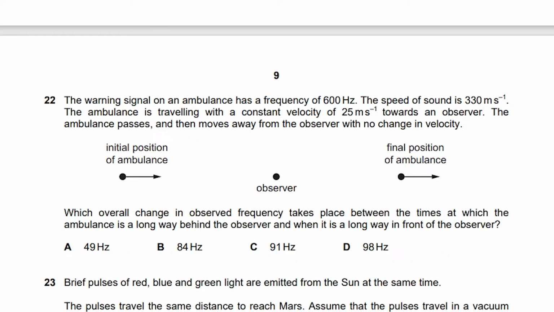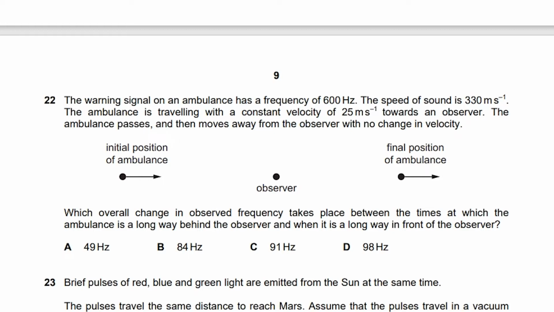In question number 22, the warning signal on an ambulance has a frequency of 600 Hz. The speed of sound is 330 meters per second. The ambulance is traveling with a constant velocity of 25 meters per second towards an observer. The ambulance passes and then moves away from the observer with no change in velocity. Which overall change in observed frequency takes place between the times at which the ambulance is a long way behind the observer and when it is a long way in front of the observer? Now this question is about the Doppler effect.